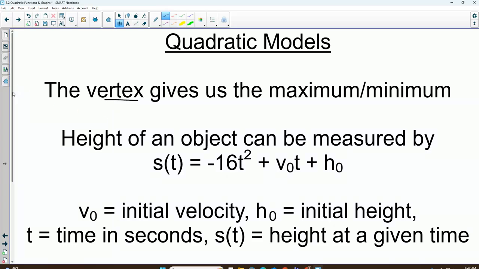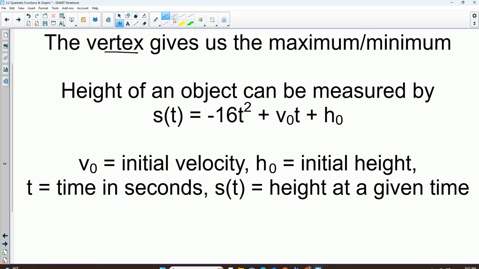The formula for height of an object is this equation. I would not expect you to memorize it, but we should know how to read it. So S of t is the height at a given point in time. T represents your time in seconds. V is your initial or your starting velocity. And h is your initial or starting height.